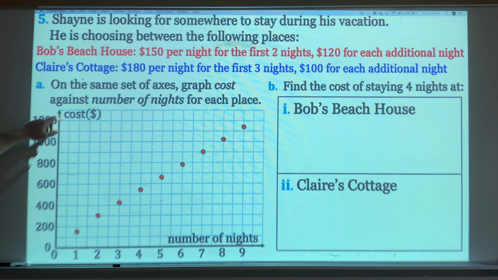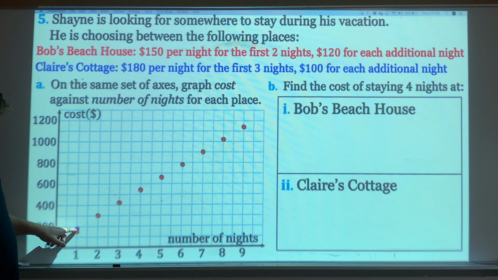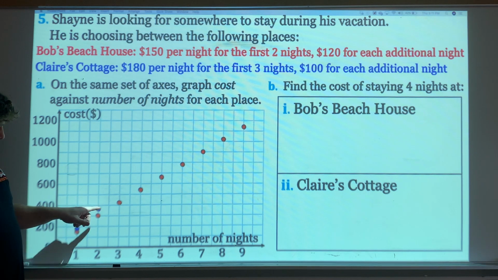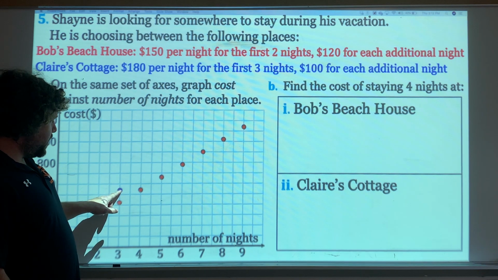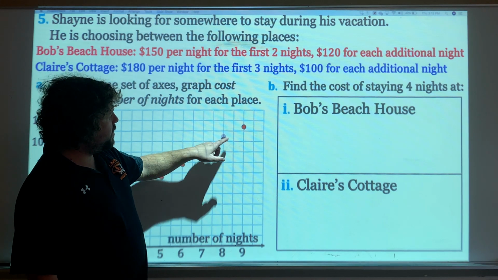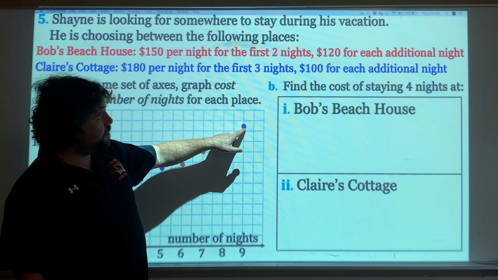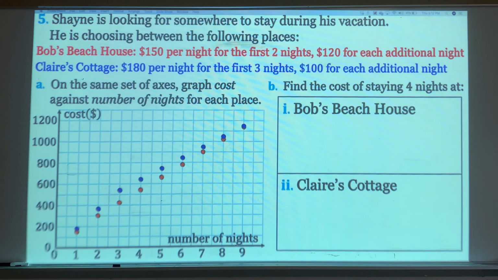Now we're going to do the next one. And $180 for a night for the first 3 nights. So we're going to do 180, 360, 540. And now it's only $100 every night. So 540, 640, 740, 840, 940, 1,040, 1,140. All right. So, what do you notice is happening?